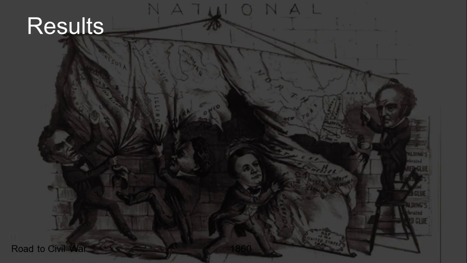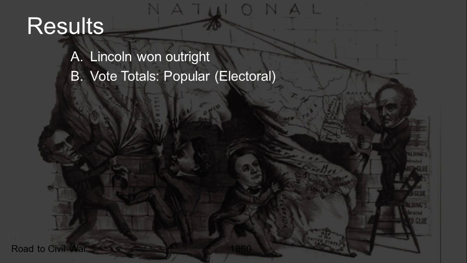Okay, so the results of this election. With 4 people in the presidential election, you'd think maybe no one would gain an electoral majority, and that's kind of what a lot of people thought in 1860, but instead Lincoln won outright. This did not have to go to the House of Representatives.